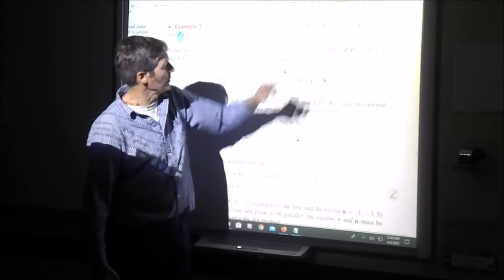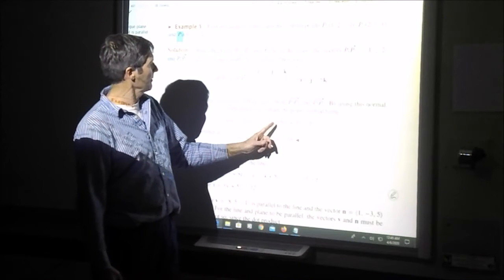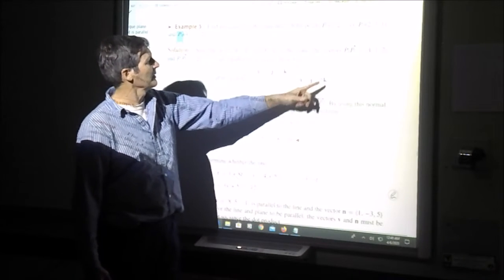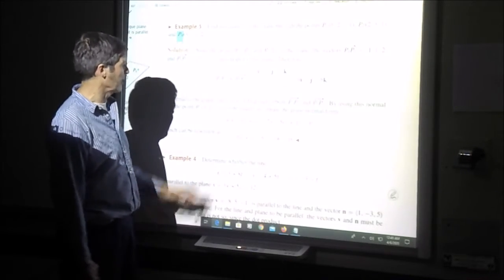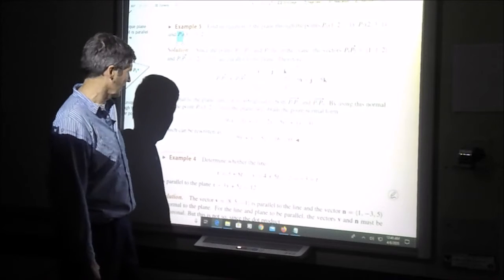Y minus y0 is 2. Plus z minus c minus 5 times z minus c0 gives the equals 0, gives the equation of the plane. Multiply it out in group-like terms, you've got that equation.